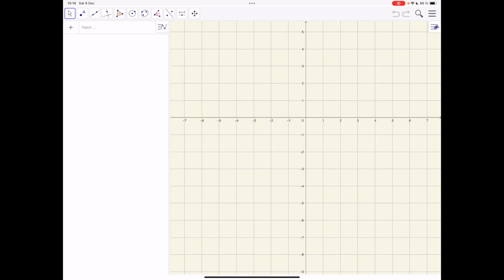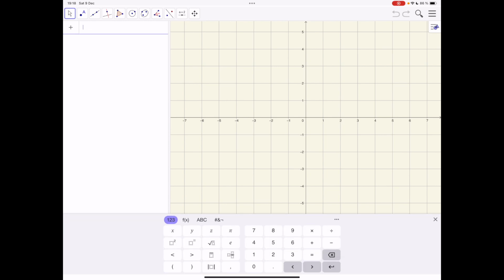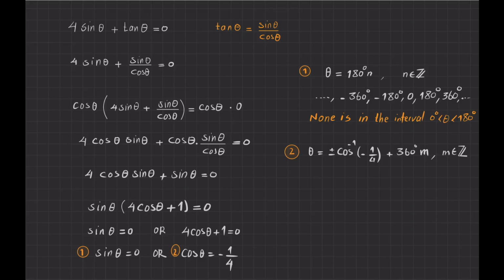I use GeoGebra so that you can also see how to calculate this. I go to the functions, I press cosine inverse, and then I have minus 1 over 4. As you see, the angle is 104.4775 degrees. If I round it to 1 decimal point, the answer becomes 104.5 degrees. Okay, so now let us go back to the solution. This is the answer we got.